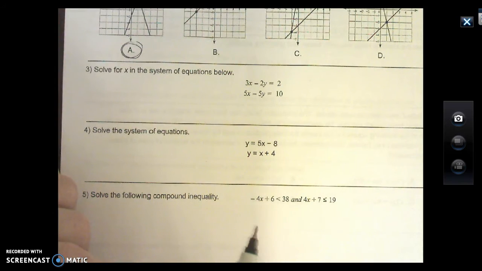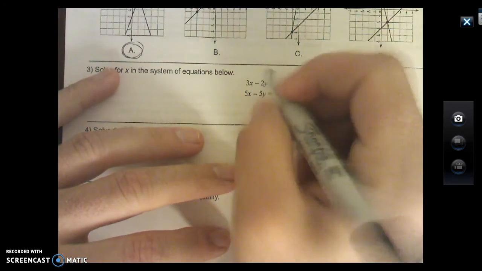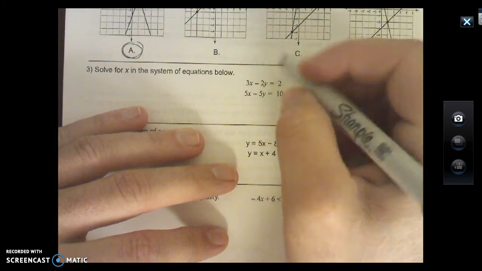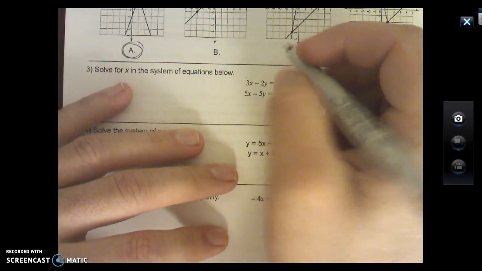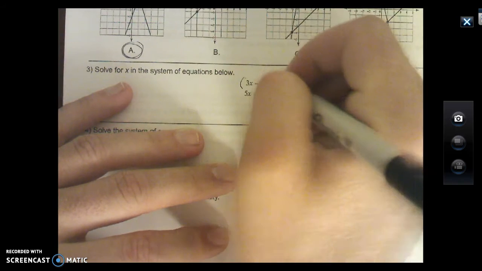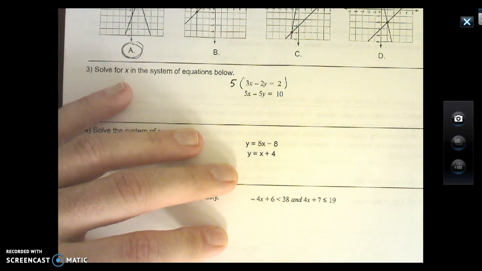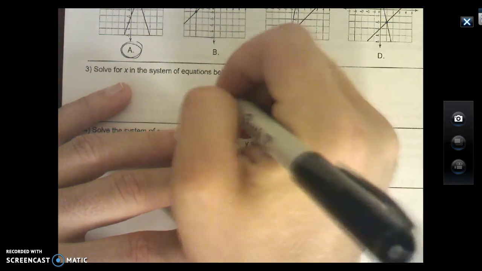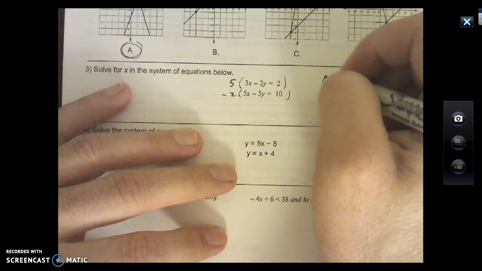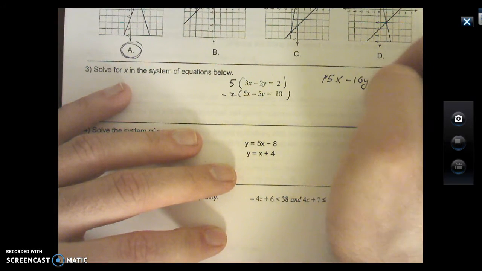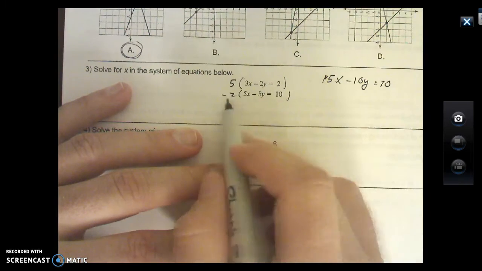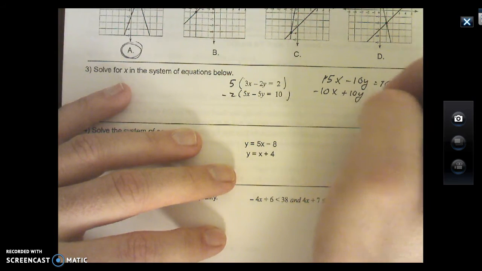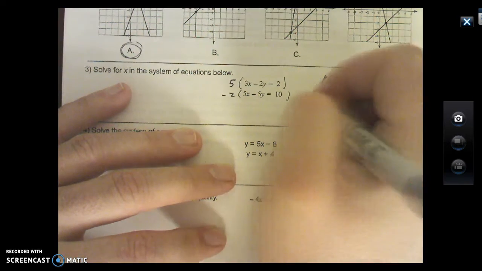Number 3, solve for x in the system of equations below. You can multiply. I'm trying to get x. Okay, solve for x. So we need to cancel out the y's. So between 2 and 5, the LCM is 10. I'm going to multiply my top equation by 5 and my bottom equation by 2, but instead of a positive 2, I'm going to do a negative 2 so that they're different signs. Okay, check this out. 15x minus 10y equals 10. Down low, negative 10x plus 10y equals negative 20.